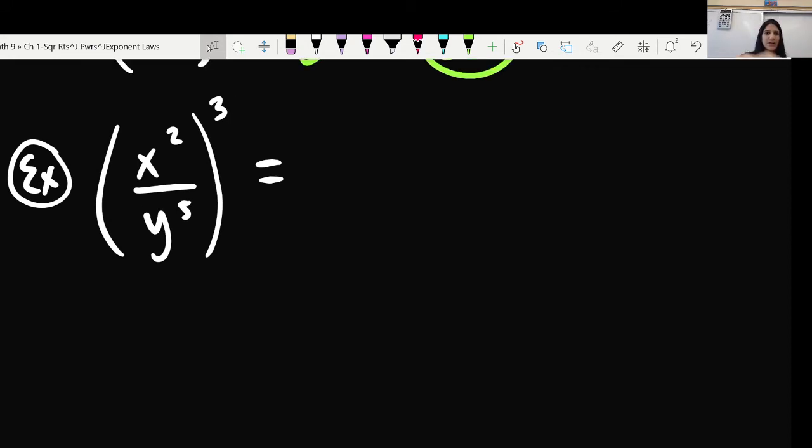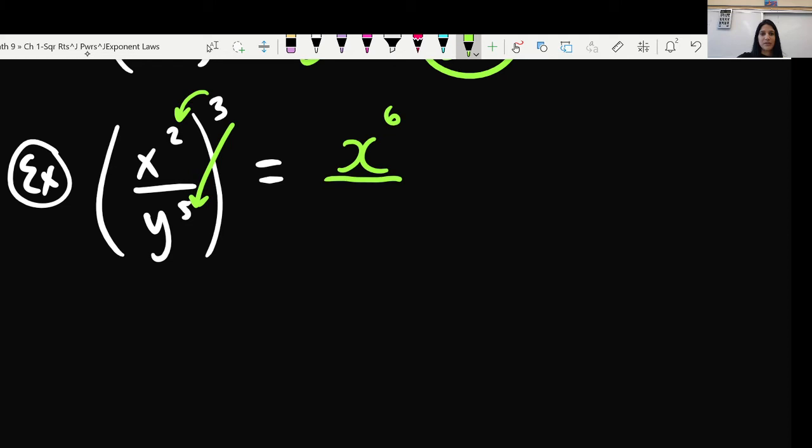Okay, so again, we know that we have to distribute that 3 top and bottom, but there already are exponents there. So this is sort of combining the two rules we did today. So in my answer, I'm going to have a fraction. And remember what I taught you? I taught you to break things down into simple steps. So if we zoom in at the top, we would have x to the power of 3 times 2, which is 6.